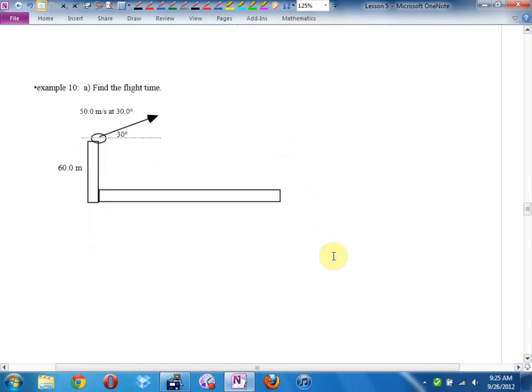Example 10, find the flight time. You have to notice here that we're launching off a cliff at an angle. And if you see that, you should be going, okay, ramping up your game. We are at an angle. We're going to start out the same way. We're going to break this up into components.